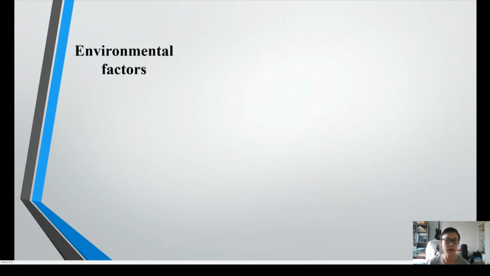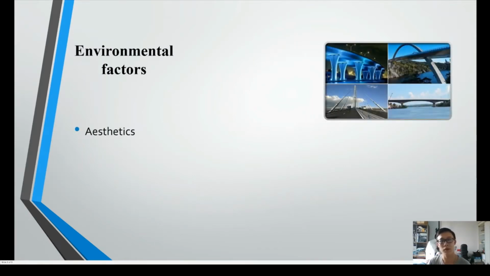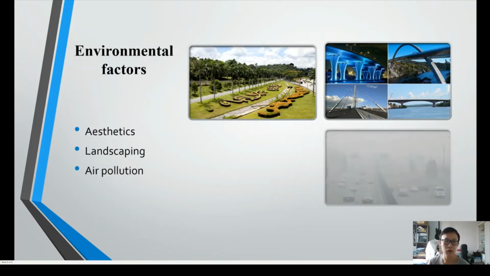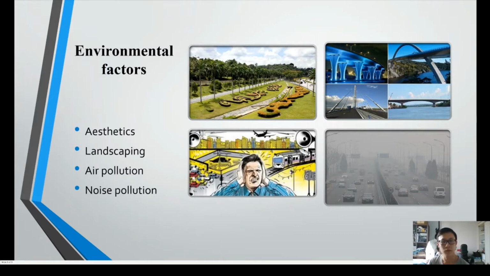The last factor is the environmental factor. So one of it is the aesthetic of the highway, as you can see from the image example. The next is landscaping, air pollution, and lastly, noise pollution.